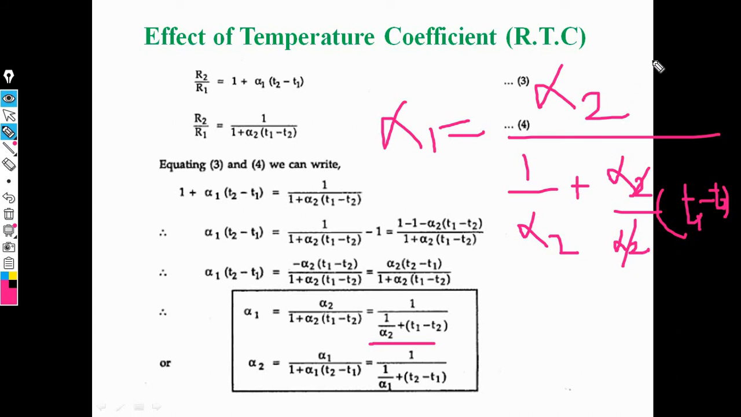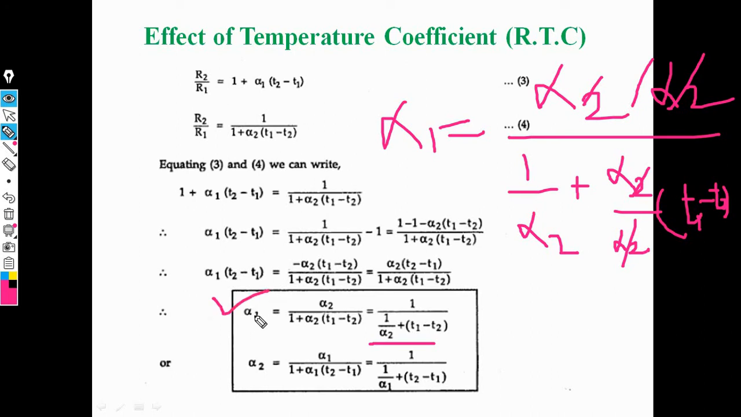Then here also divide by alpha 2, that is, alpha 2 gets cancelled, then 1 upon alpha 2 as it is, plus this alpha gets cancelled, T1 minus T2. Then alpha 1 is equal to 1 upon (1/alpha 2 + T1 minus T2).